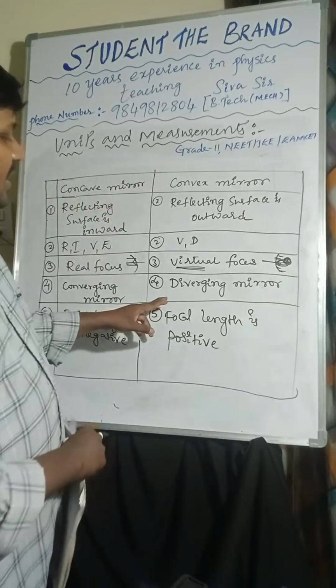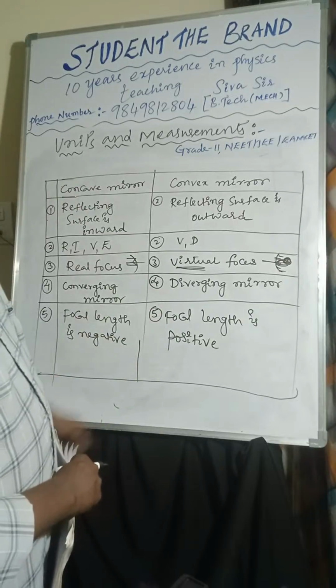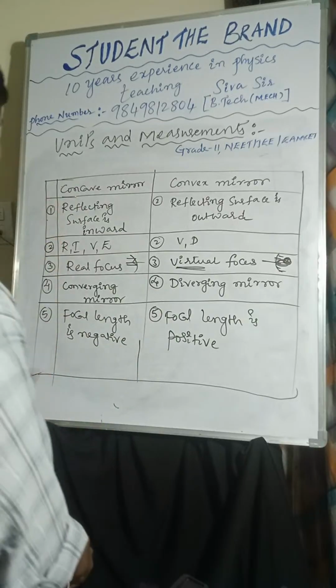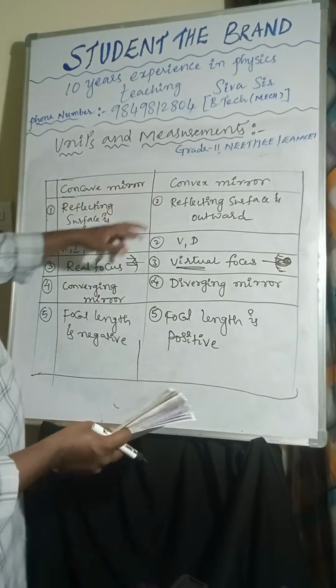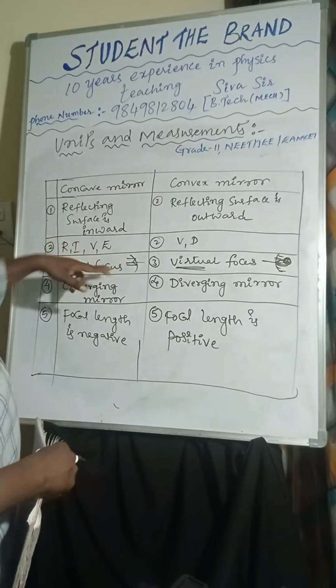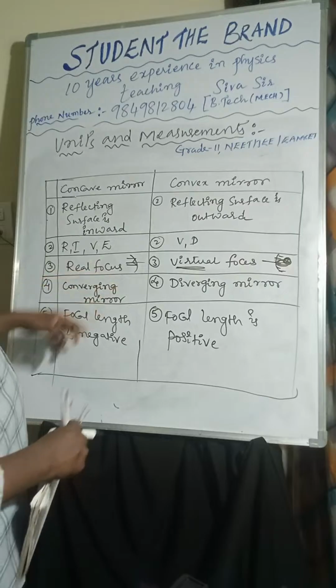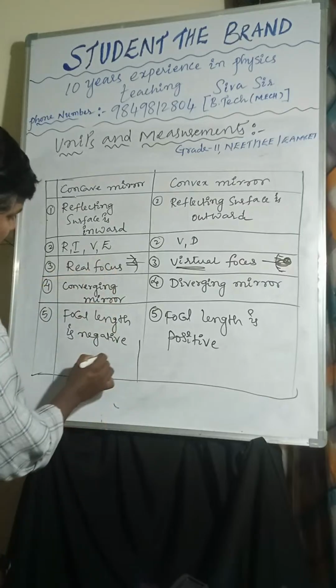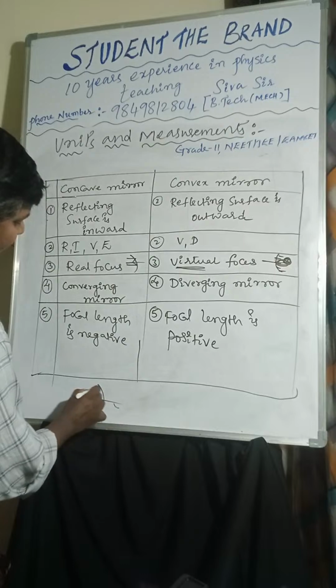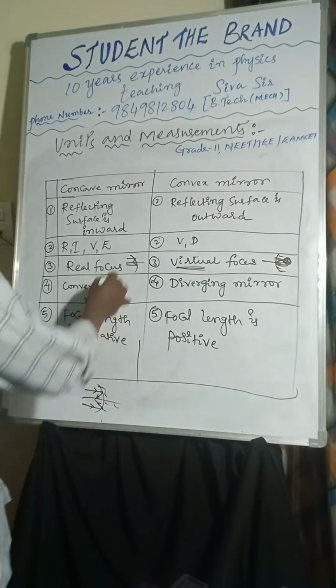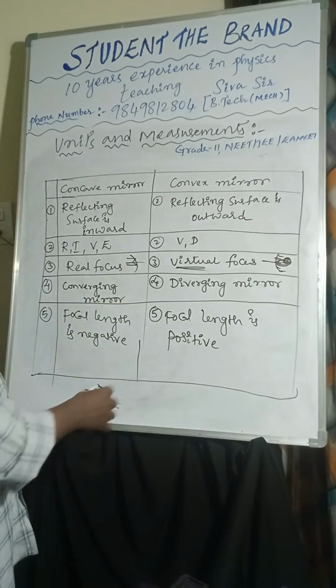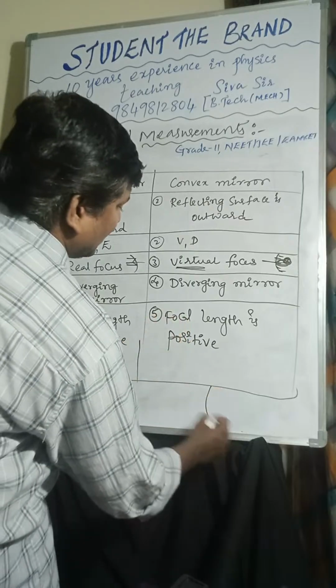Whereas convex mirror is also known as diverging mirror. And the concave mirror has focal length negative, whereas here directly reflected light rays are meeting. That's why it is a real focus. So here you see concave mirror. After reflection, light rays are meeting directly. That's why it has real focus, and focal length is negative. Whereas here, it is a virtual focal length.